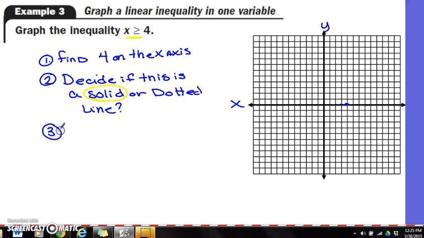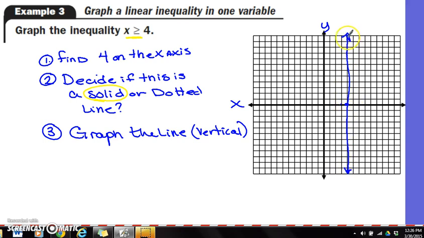So, 3, graph the line, and it's vertical. It's vertical, so it's a solid line. It's straight up and down on this board. Well, try to be as straight as you can. That's why you have rulers. Would that be undefined? Well, it is. The slope is undefined, but we're not finding a slope right now. But you're right. The slope is undefined.